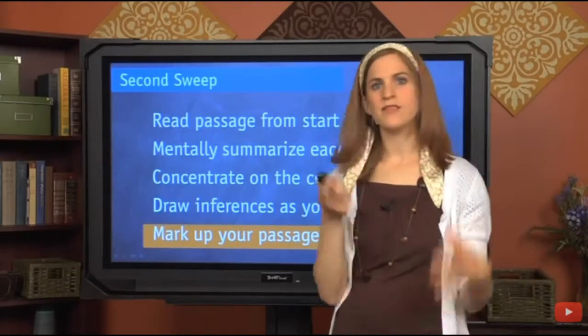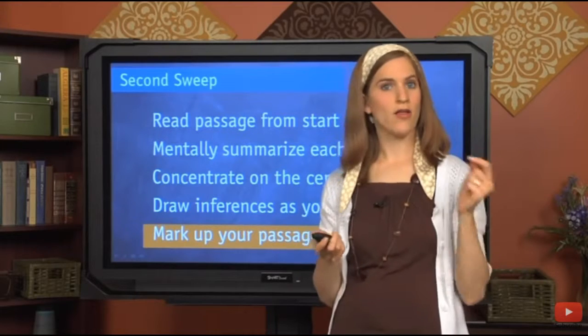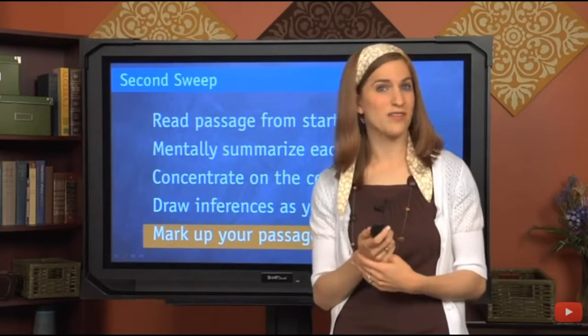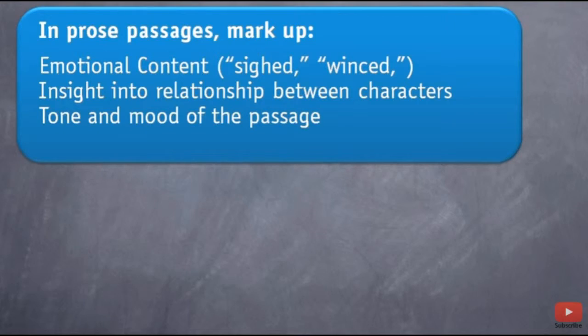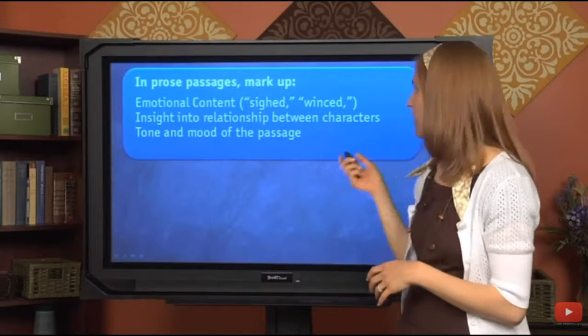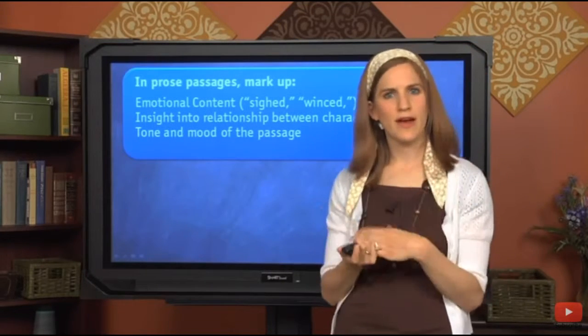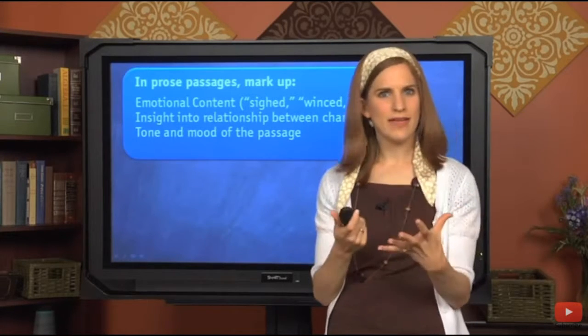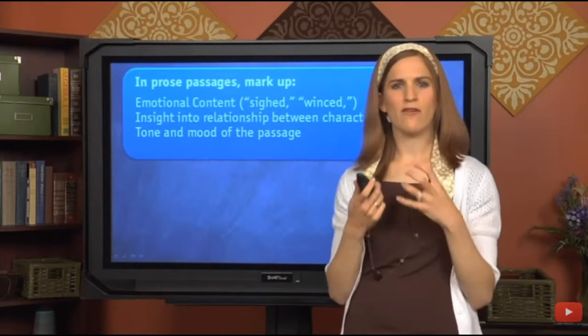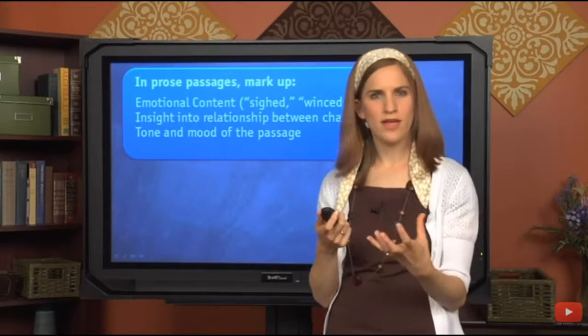Next, mark up your passage. We talked about this already. You want to mark all over it, and we'll talk about exactly what to look for. Okay, in prose passages, you're going to look for emotional content. They're going to ask about things like people's moods. They're going to ask about insight into relationships between characters, character development, things like that. So keep an eye out for just the feeling, the tone of the passage.